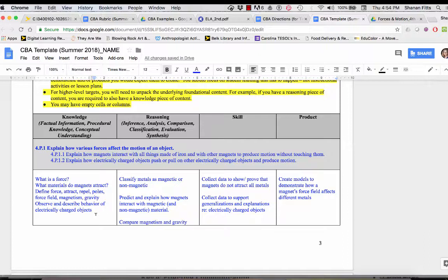And excuse my dog if you can hear her barking. She's going bananas because people are grading the road.